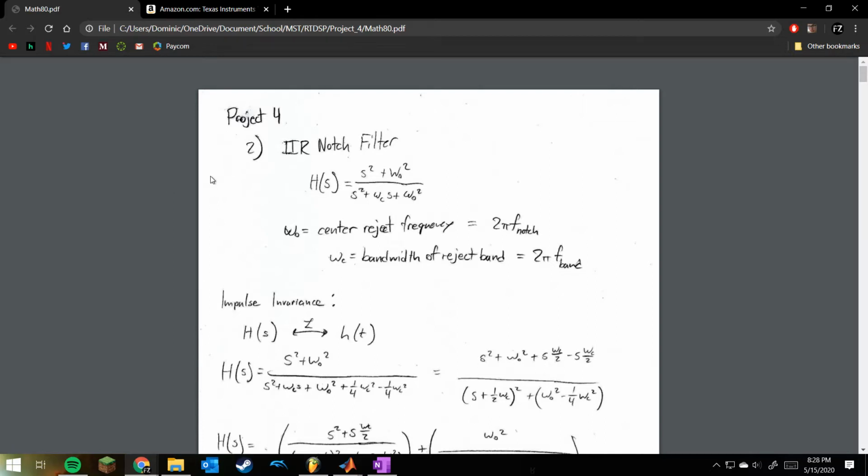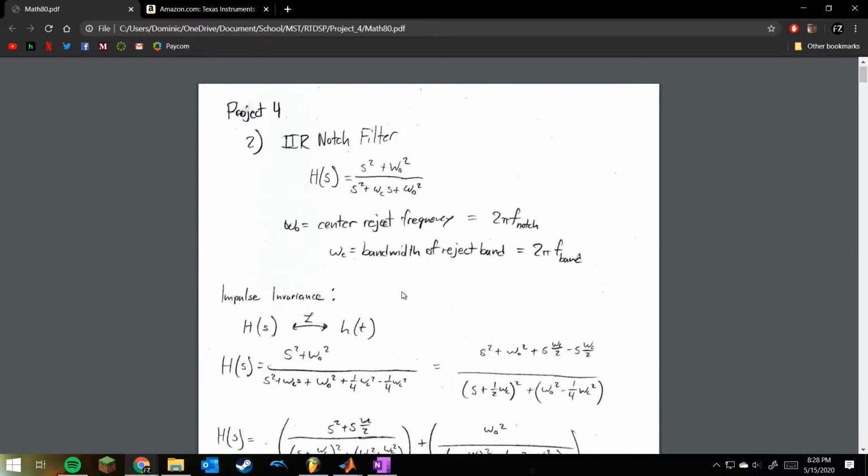So to start off with part two, we're going to design and implement a notch filter, which is given by this transfer function, where omega naught is the center reject frequency and omega c is the bandwidth of the reject band, or of the notch essentially, and it's in discrete angular frequency. So we have to do this conversion over here to get actual frequency values in terms of hertz.